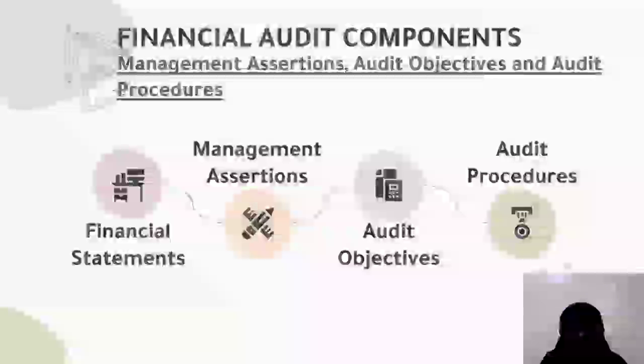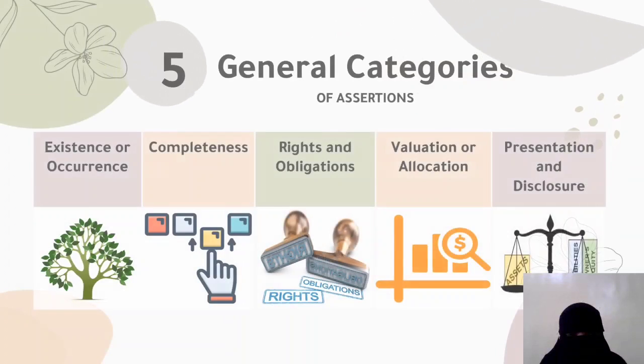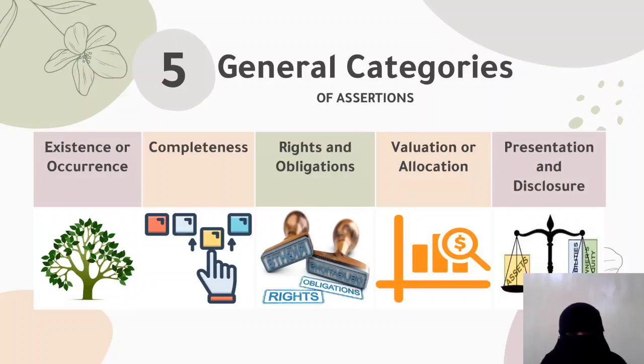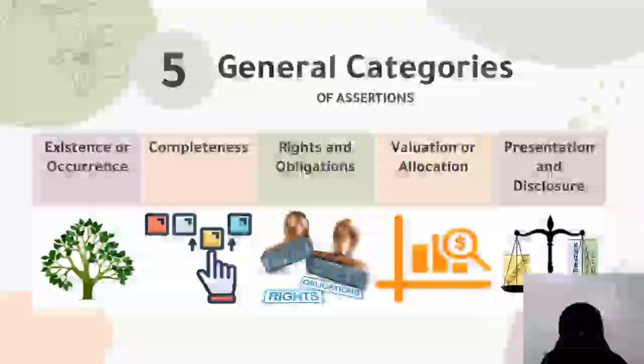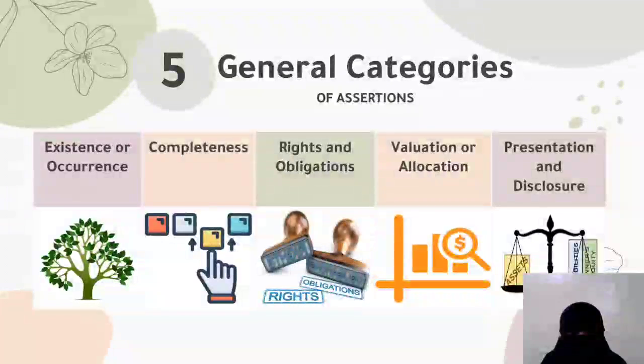So the auditor establishes audit objectives, designs procedures, and gathers evidence that corroborate or refute management's assertions. These assertions fall into 5 general categories. The existence or occurrence assertion. This affirms that all assets and equities contained in the balance sheet exist, and that all transactions in the income statement on the other side actually occurred.